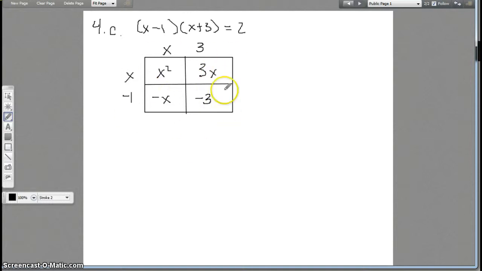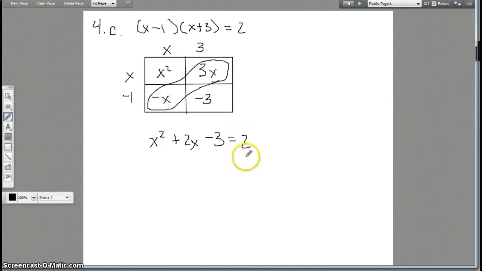When we add together what we have in our grid, we have x squared. 3x minus x is a positive 2x. And then we have minus 3. So that's what we have on the left side. And then we have equals 2. This is not in standard form yet. While the left side of our equation is a polynomial equation in descending order, our right side is not 0.